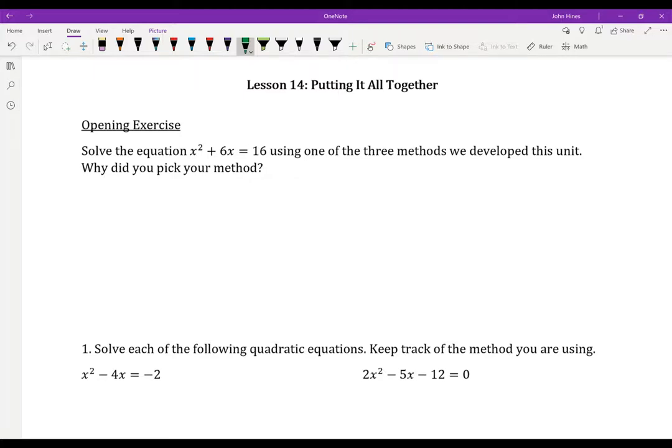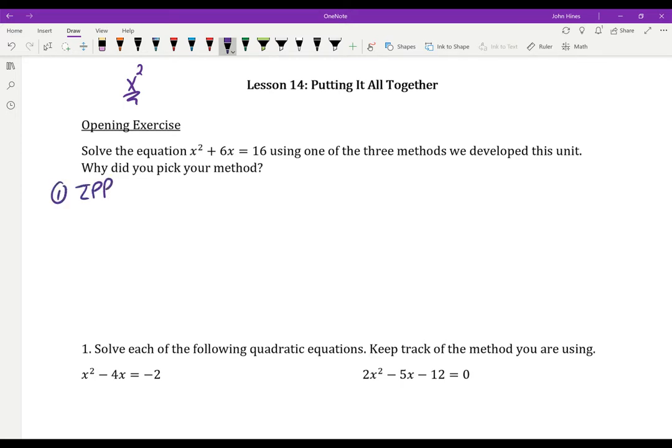Hi everybody, in lesson 14 we put everything we learned together in this unit. We put it all together and see what we learned about solving quadratic equations. So quick review, quadratic equations are the x squared equations and there's three methods we learned.